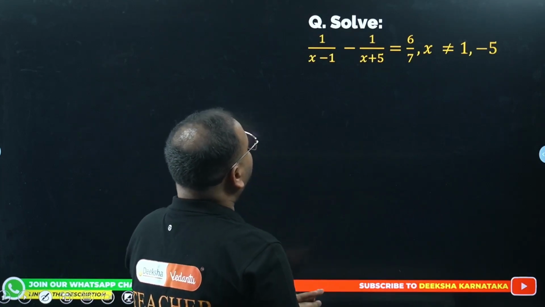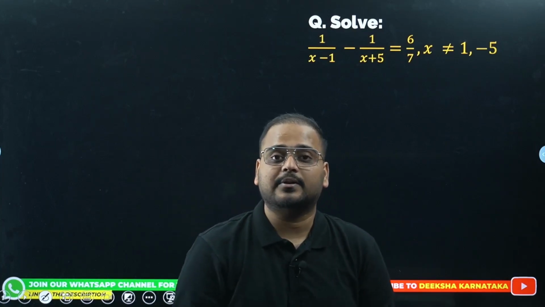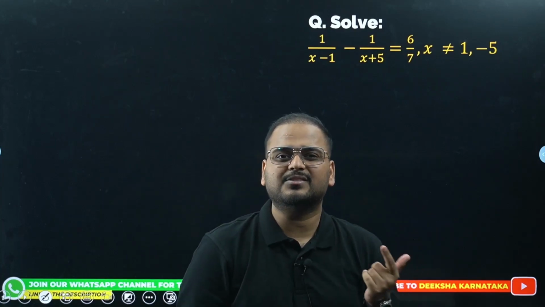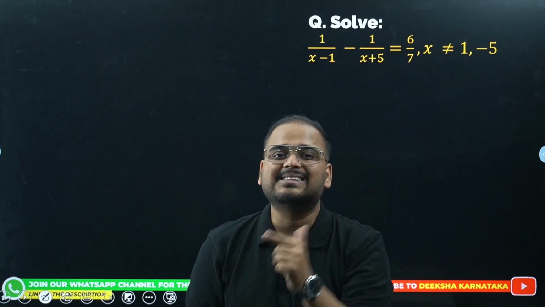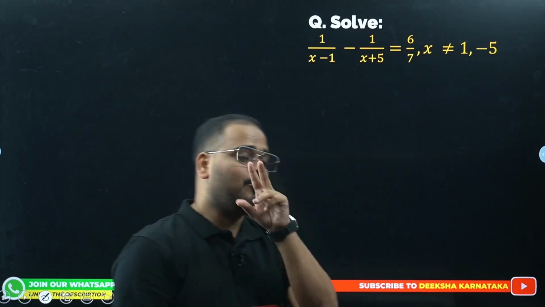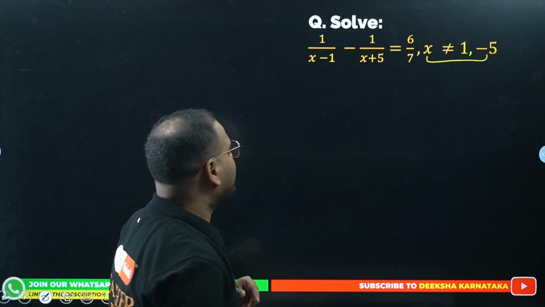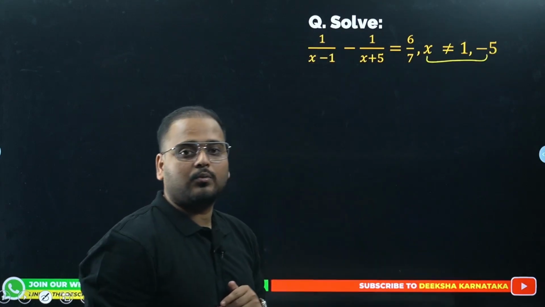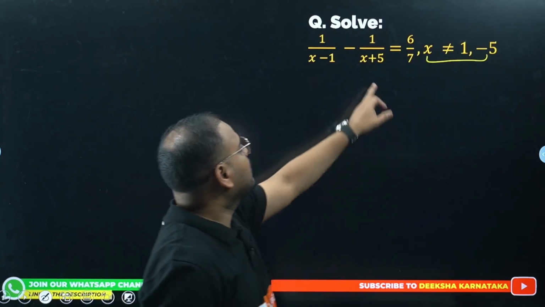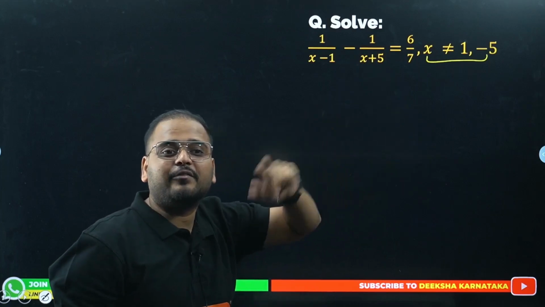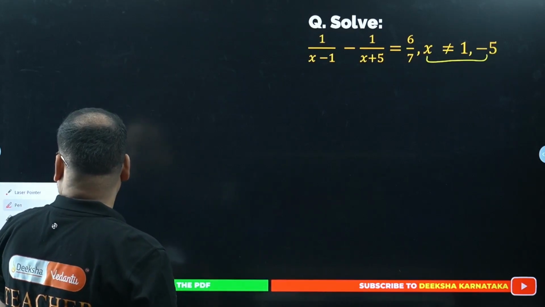Solve 1 upon x minus 1 minus 1 upon x plus 5 equals 6 by 7. There is no quadratic equation visible here. The power is 1 and that too is in the denominator. First we will simplify this given statement and see whether it is a quadratic equation or not. One more thing, read this part. Why is x not equal to 1 and minus 5? Because if you take x as 1, this will become 1 by 0, undefined. Denominator cannot be 0. If I take this as minus 5, again 1 by 0. Denominator cannot be 0.